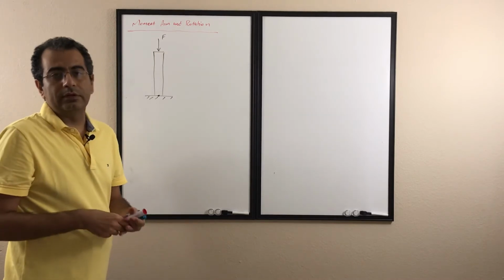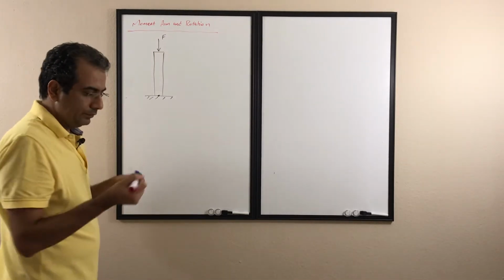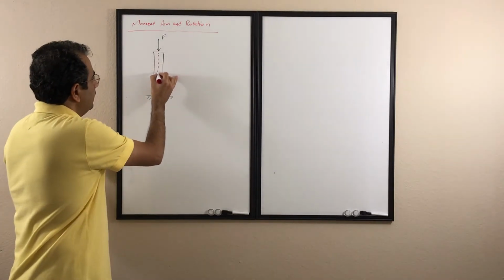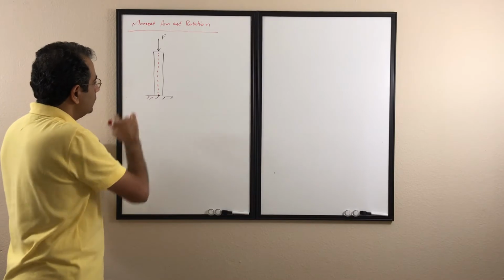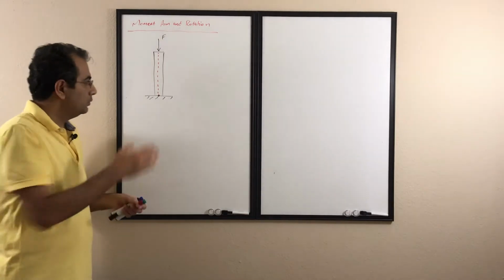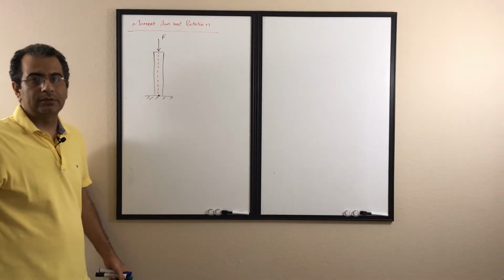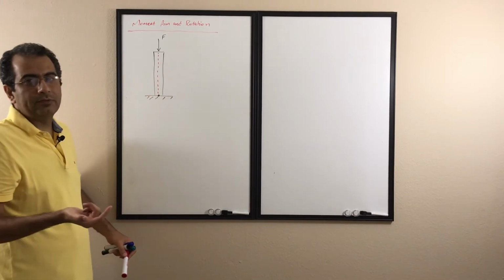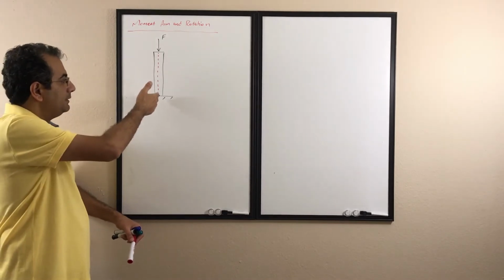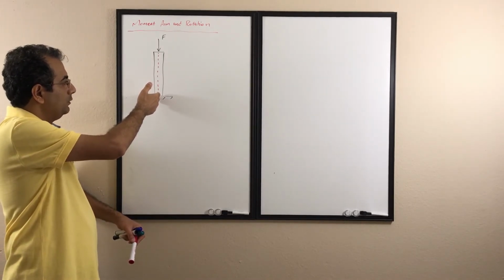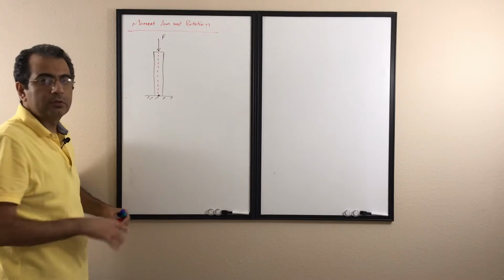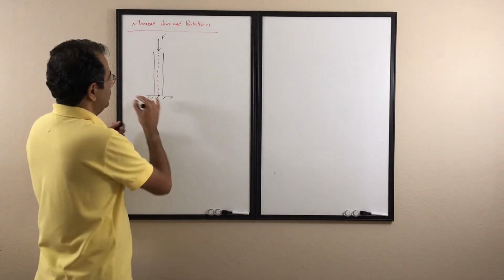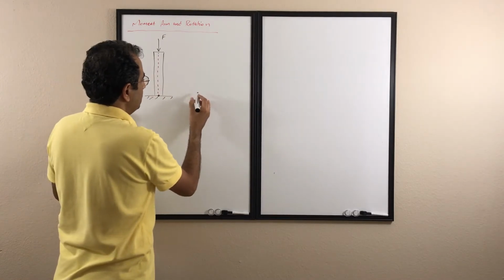Again, I need to find the normal distance. What was the first step? Draw the line of action. I draw the line of action, and the line of action goes through the point. If the line of action goes through the point, there's no moment. It's zero, because there's no distance between the point and the line of action. There is no moment here because the distance is zero.